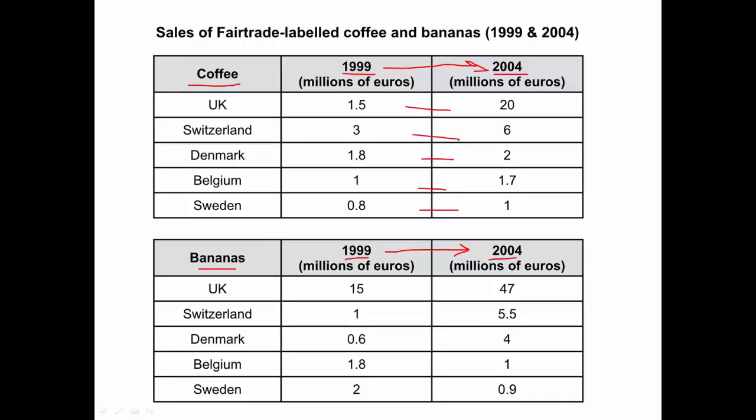So our first general trend is for coffee. It increases between 1999 and 2004. The purpose of this is to show the difference between 1999 and 2004. Again, the purpose is to show the difference between 1999 and 2004 for bananas: increase, increase, increase, slight decrease, and slight decrease. So our second general trend is most countries, 3 out of 5. Most countries for bananas also increased.